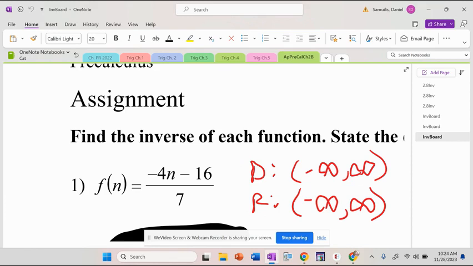3, 2, 1, go. Nobody knows in this class? Seniors and juniors. It's a picture of a, anyone? Line. It has a slope of -4/7 and a y-intercept of -16/7. All lines have domain and ranges of all real numbers except for a vertical line. So that's a little starter upper.